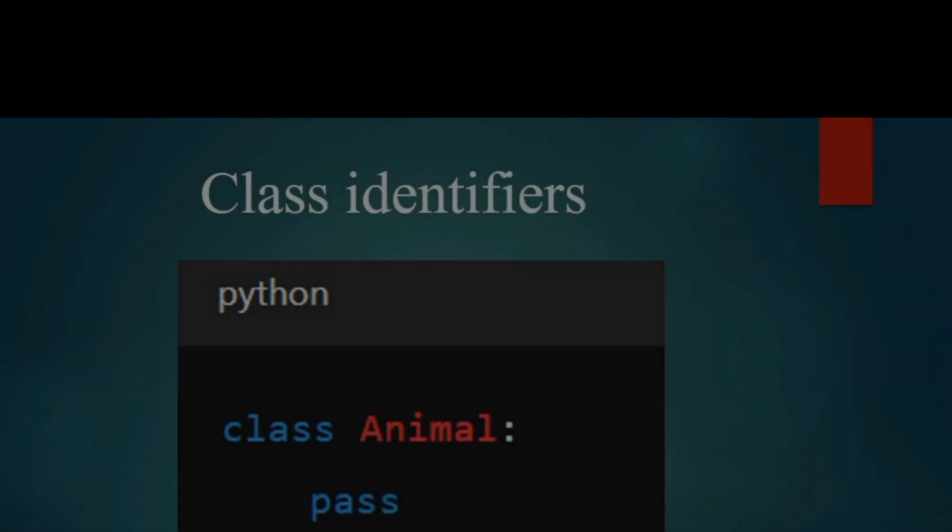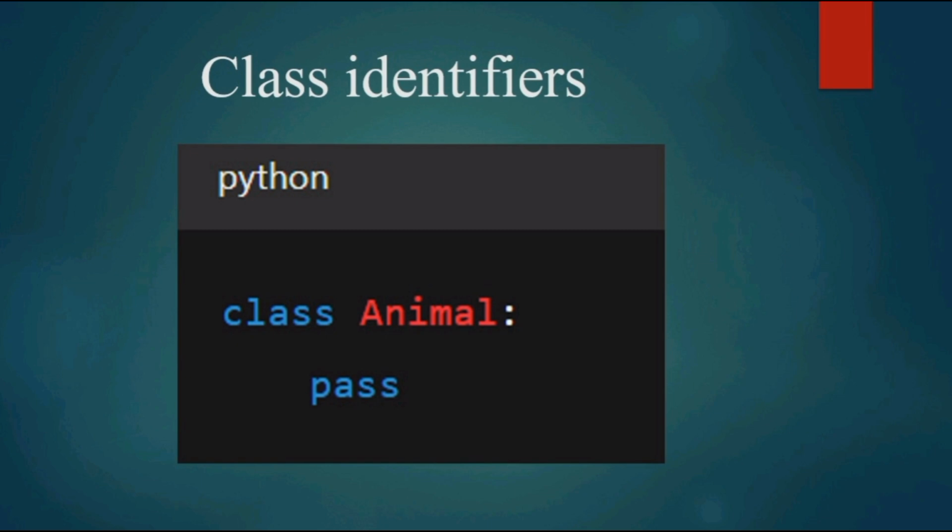Next, class identifiers. A class identifier is a name you give to a class in Python. It follows the same rules as other identifiers. It must start with a letter or underscore, can't use special characters, and it is also case sensitive. So here you can see in the example, Animal is a class identifier. It's the name of the class we created.